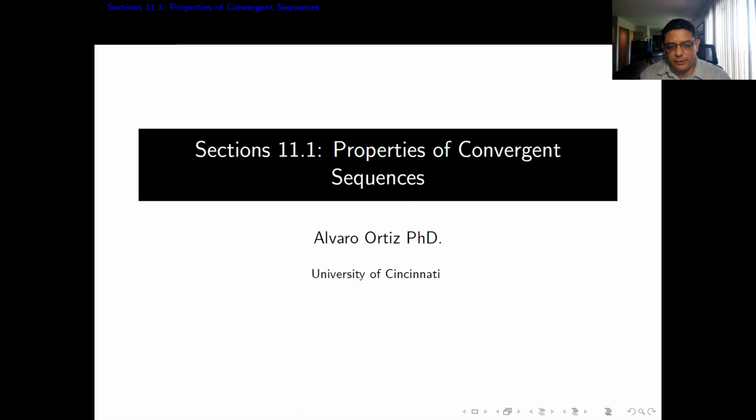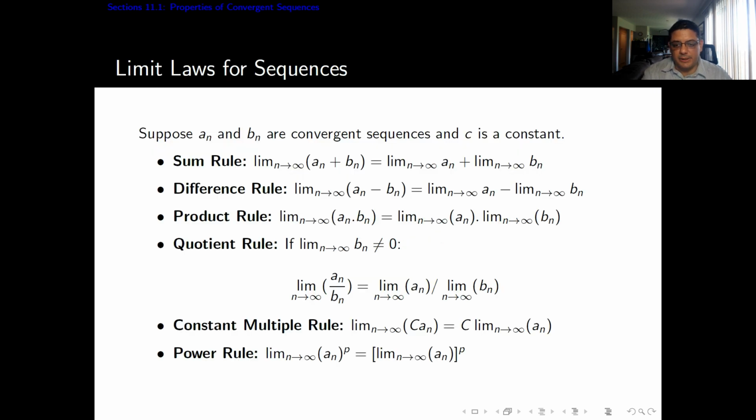In this video, we're going to go over the properties of convergent sequences. Suppose that you have a_n and b_n, two convergent sequences, and c is a constant. Then we're going to have the following rules for convergent sequences. The first one is the sum rule: the limit as n goes to infinity of the sum of the two sequences is just going to be the sum of the two limits.